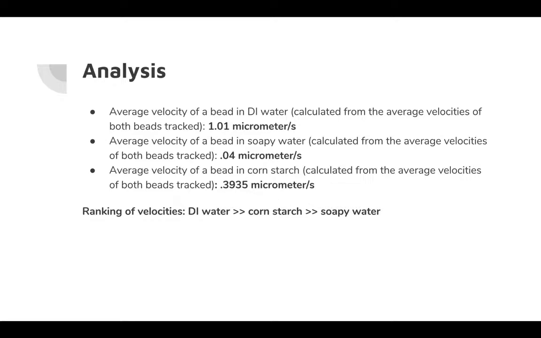So the average velocity of a bead in DI water from both of our trials was 1.01 micrometers per second. That in soapy water was 0.04 micrometers per second, and that in cornstarch was 0.3935 micrometers per second. So if we rank these velocities from highest to lowest, DI water had the beads with the highest average velocity, cornstarch had the medium velocity, and soapy water had the lowest average velocity.